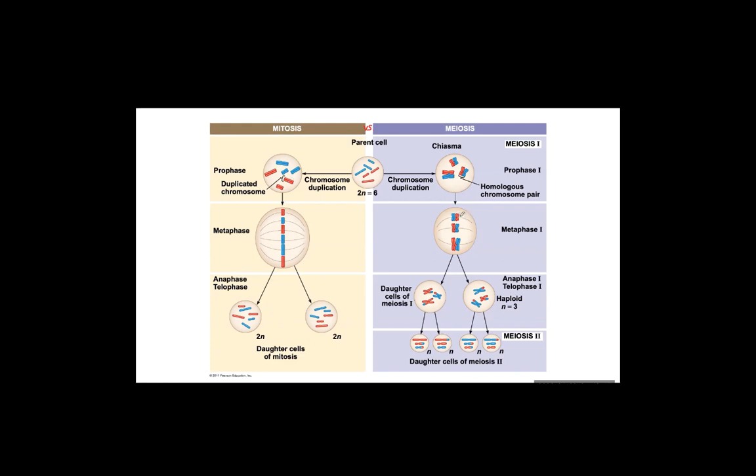But in meiosis 1, a pair of homologous chromosomes pair up, and then align at the center of the cell. Now this pair of homologous chromosomes separates. So in anaphase 1 and telophase 1, the chromosome number becomes reduced by half. Can you see this haploid, n equals 3? After telophase 1, of course, there is cytokinesis, and then immediately meiosis 2 begins. Meiosis 2 is similar to mitosis. So at the end of meiosis 2, four daughter cells are produced, and each daughter cell has only one set of chromosomes.